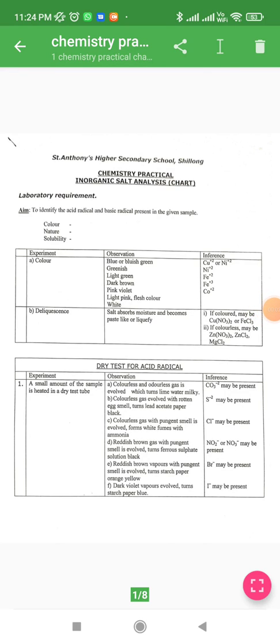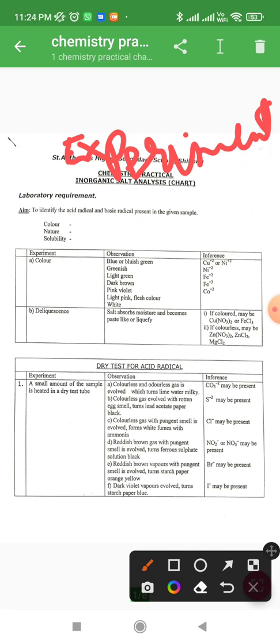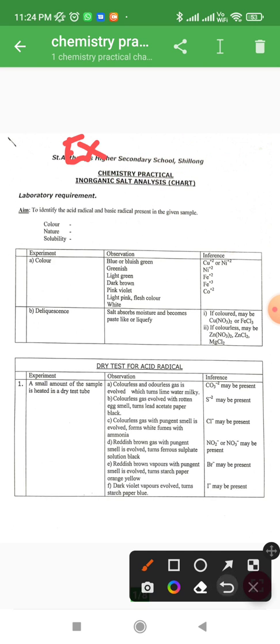Dear students, let us try to understand how to write the practical inorganic chemistry practical salt analysis. The first thing you need to do here is to write down the experiment number. In the beginning here you will write down the experiment number. Then on the right hand side you'll put the date on which you have performed the experiment, not the date on which you are writing the practical. Please keep in mind. Then you'll be writing the aim of the experiment.